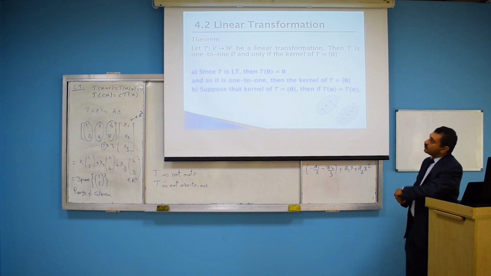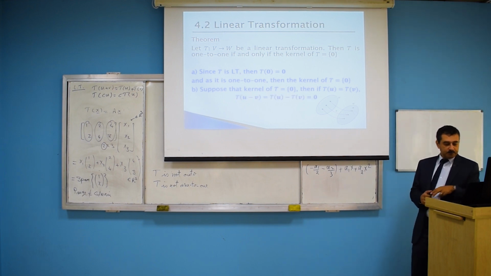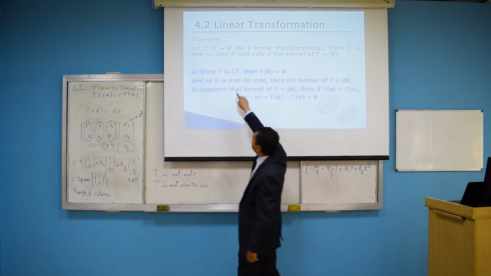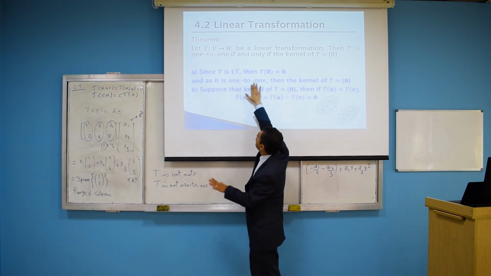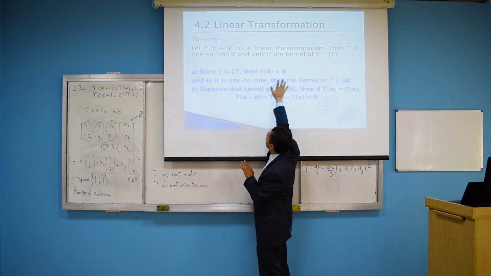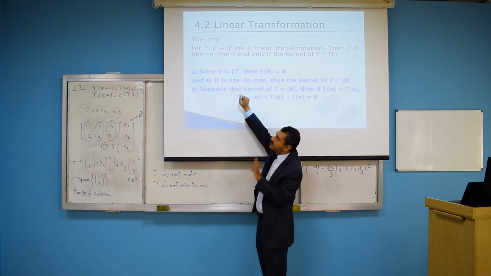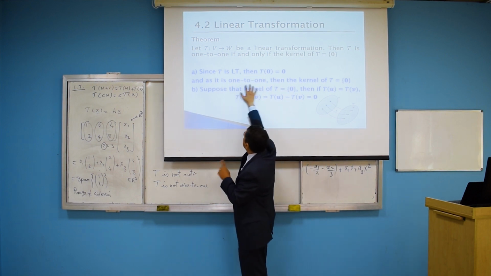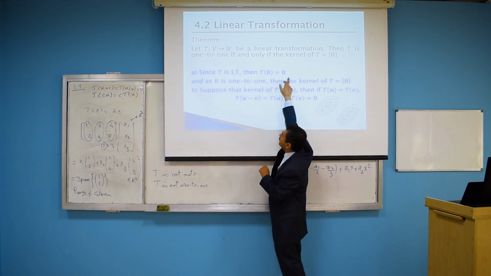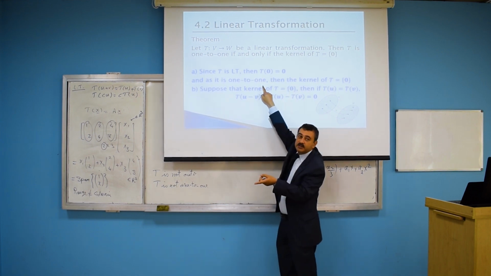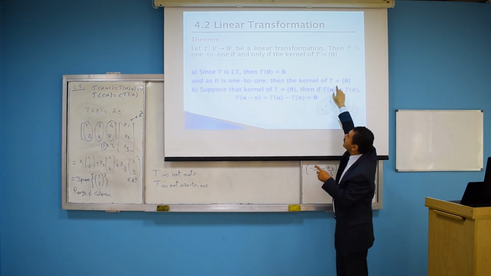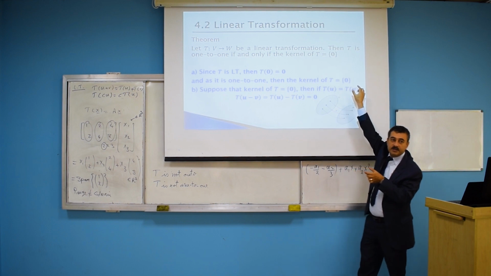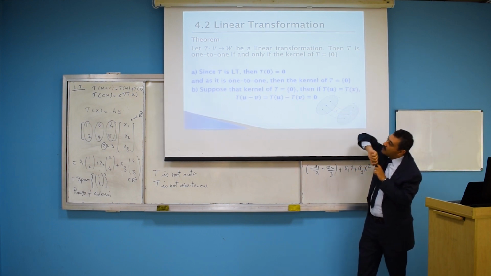And here are the proofs for these. If you look at the first one, T is a linear transformation, of course, and you know that the transformation of 0 equals 0, this is a property of the linear transformation. And if it is one-to-one, it means that the 0 has only pre-image 0. Then the kernel of T would be only the 0 vector. So this is one way of the proofs.